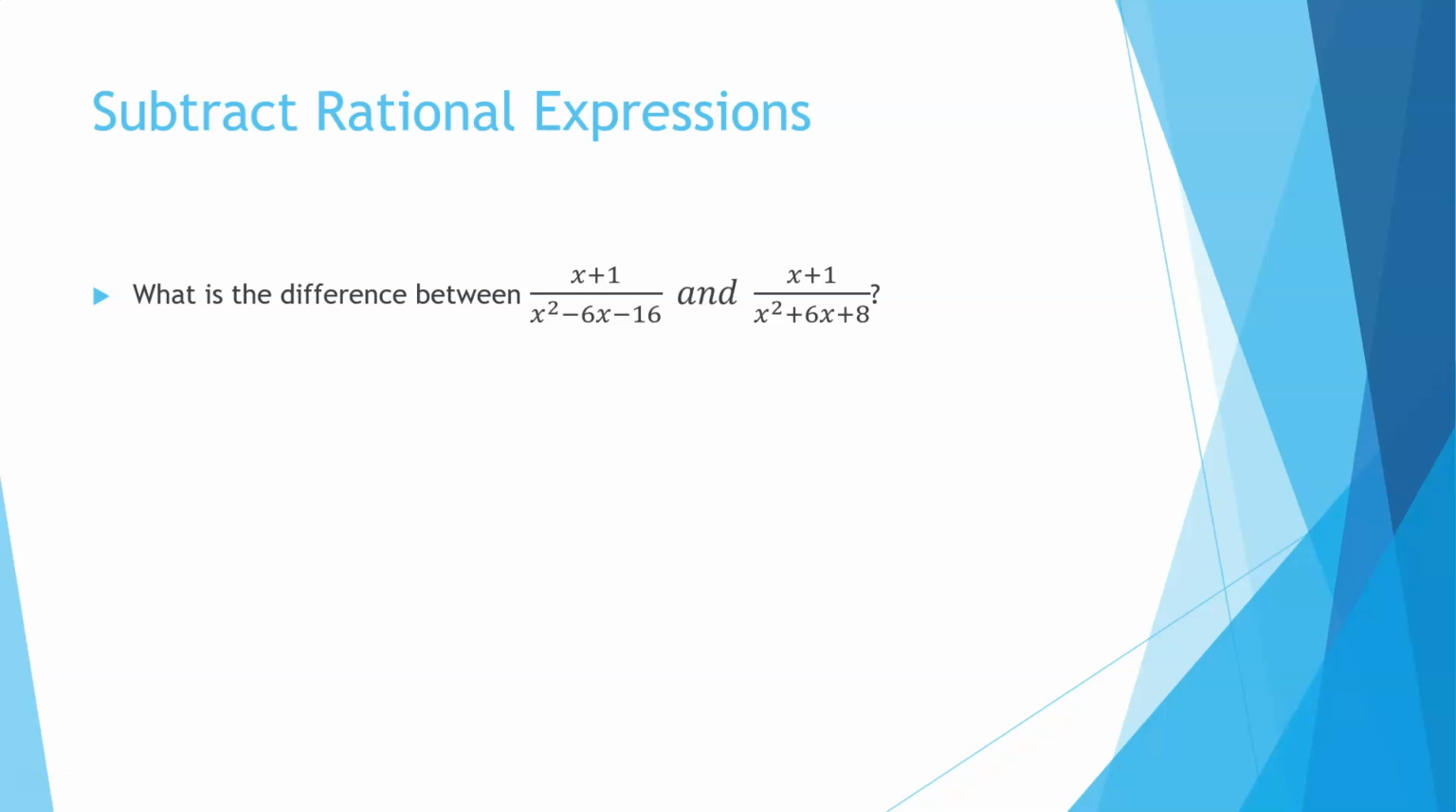Okay, so yesterday we said step 1 is to factor the denominator of each fraction. I'm going to start over here. So x squared minus 6x minus 16 factors as x minus 8 times x plus 2. Okay, so you have to be good at factoring. Again, this time we're finding the difference, so I put a minus sign in the middle instead of a plus. The numerator of my next one is x plus 1. And then this denominator factors as x plus 4 times x plus 2.